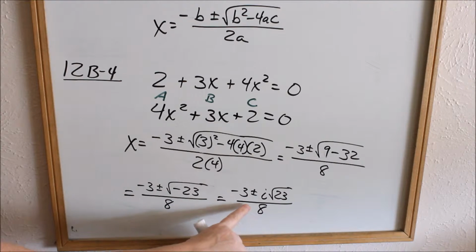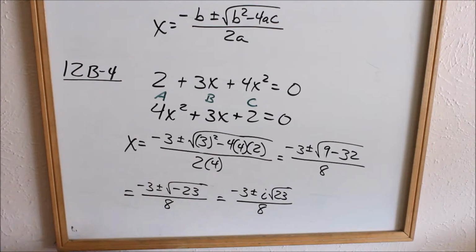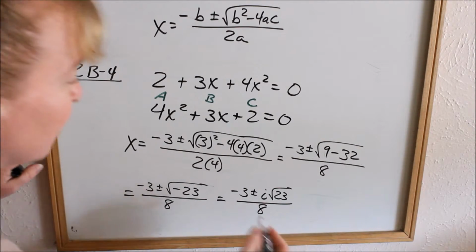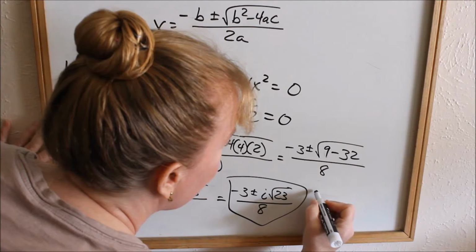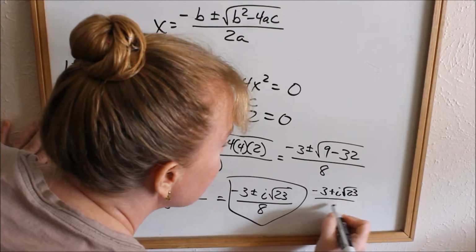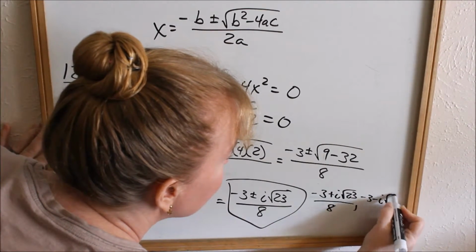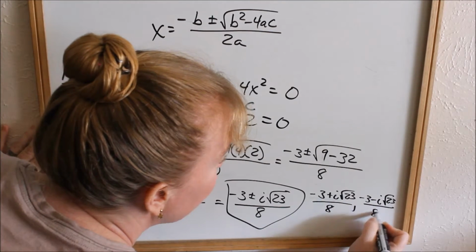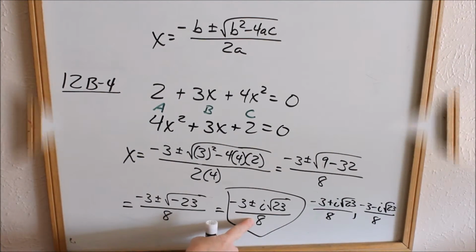So now I can look at, I can't simplify the radical, and can any of my numbers reduce? They can't. So these are our two solutions. So essentially what I have is negative 3 plus i square root of 23 over 8, and then negative 3 minus i square root of 23 all over 8. Those are my two different solutions, but it just can be written like this.